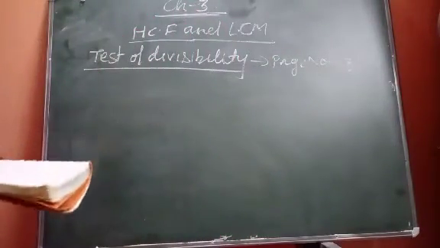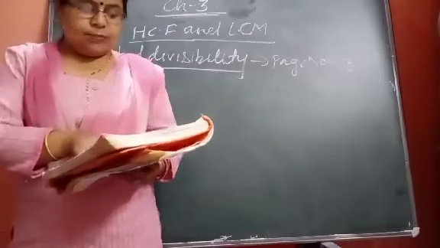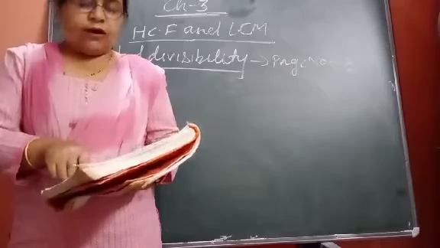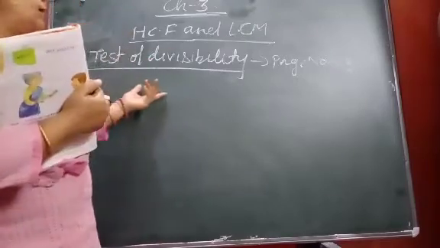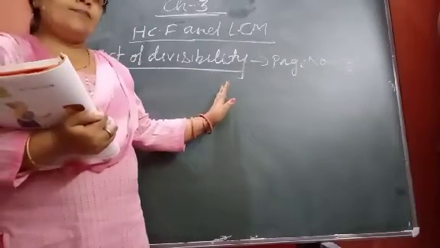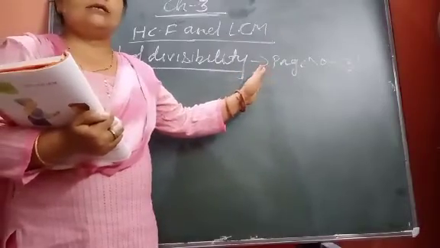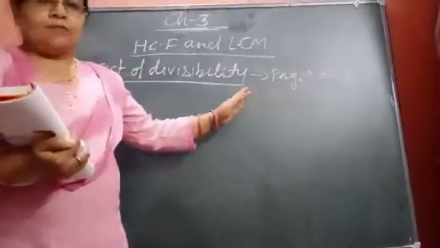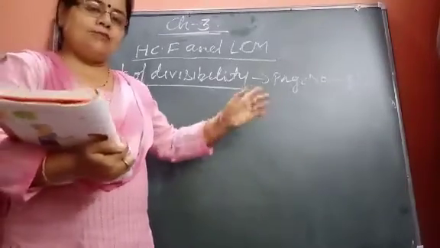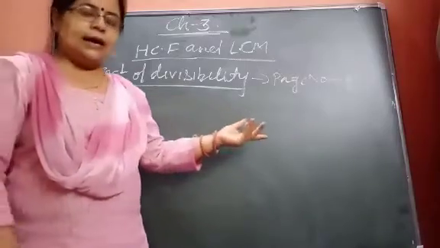And I am reading those divisibility tests. A number is divisible by 2 if it has 0 or an even number in its units place. Which number will be divisible by 2? If its units place has 0 or an even digit like 2, 4, 6, 8, then that number will be divisible by 2.